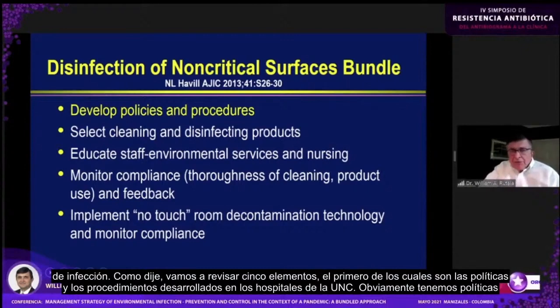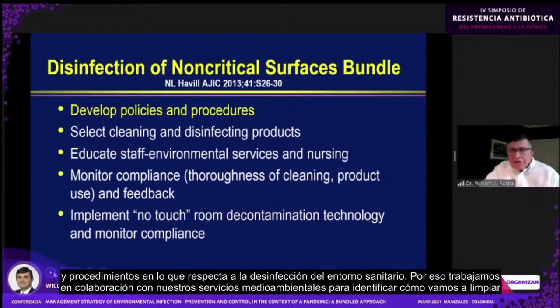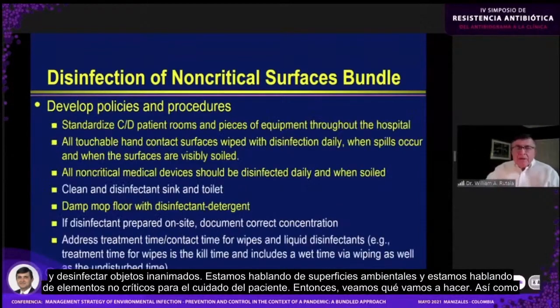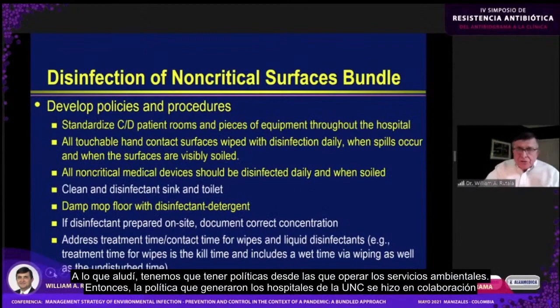At UNC hospitals, we obviously have policies and procedures as it pertains to disinfecting the healthcare environment. So we work in collaboration with our environmental services to identify how we're going to clean and disinfect inanimate objects. We're talking about environmental surfaces, and we're talking about non-critical patient care items. As I alluded to, we have to have policies for environmental services to operate from.